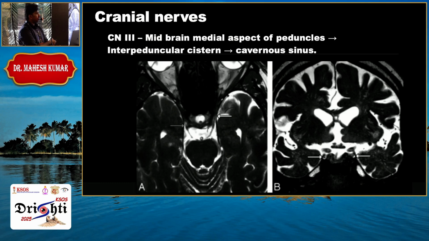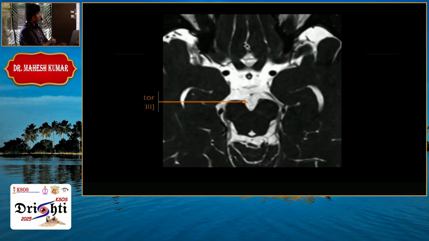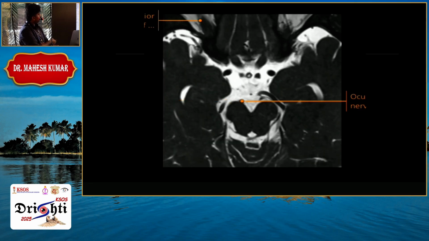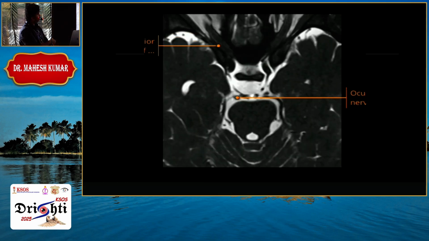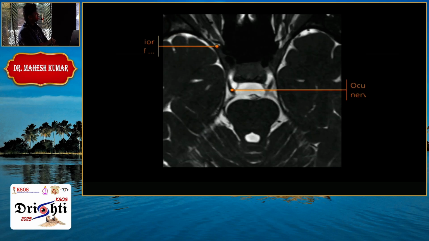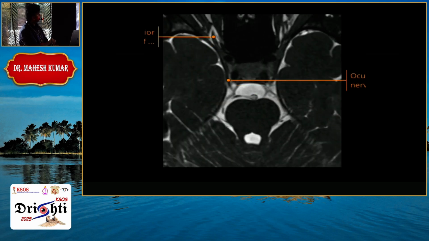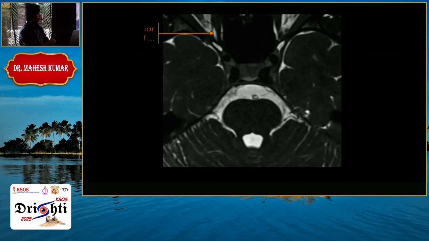Coming to the cranial nerves, we know the cranial nerve pathways from the midbrain to the interpeduncular cistern and the cavernous sinuses. Let's watch a small video about it. The oculomotor nerve, from the peduncle, goes into the interpeduncular cistern here, and goes into the cavernous sinus here. I hope the video is clear.